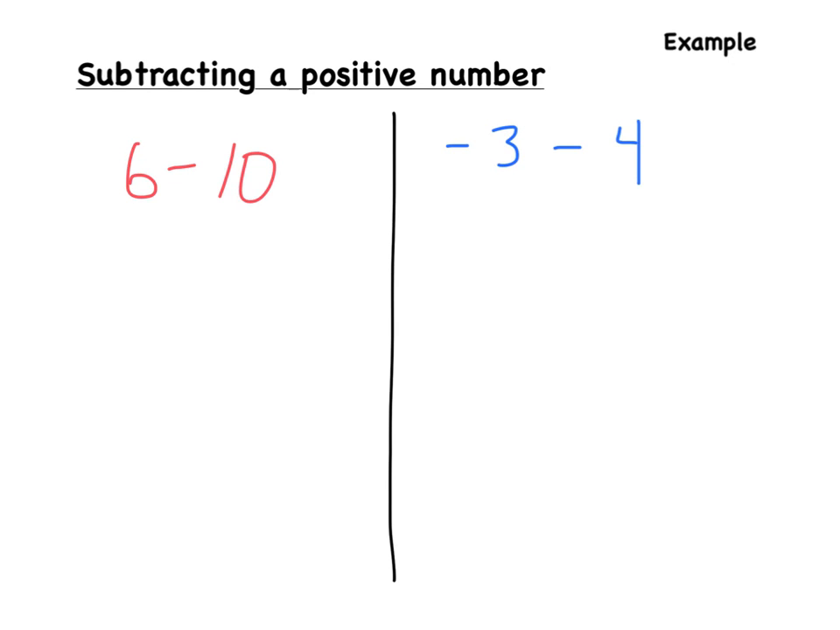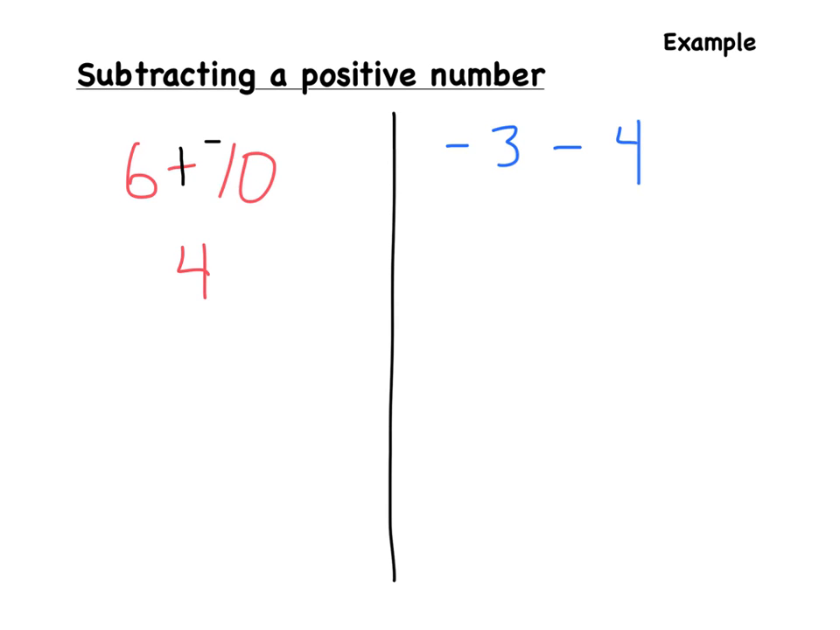So I want to start off focusing on subtracting a positive number. Let's look at the first one. We have 6 minus 10. Remember, we're supposed to add the opposite. So that 6 minus 10 turns into 6 plus a negative 10. Now we just learned how to add numbers, so since we are adding a positive number to a negative number, we first find the difference between 6 and 10. The difference between 6 and 10 is 4.